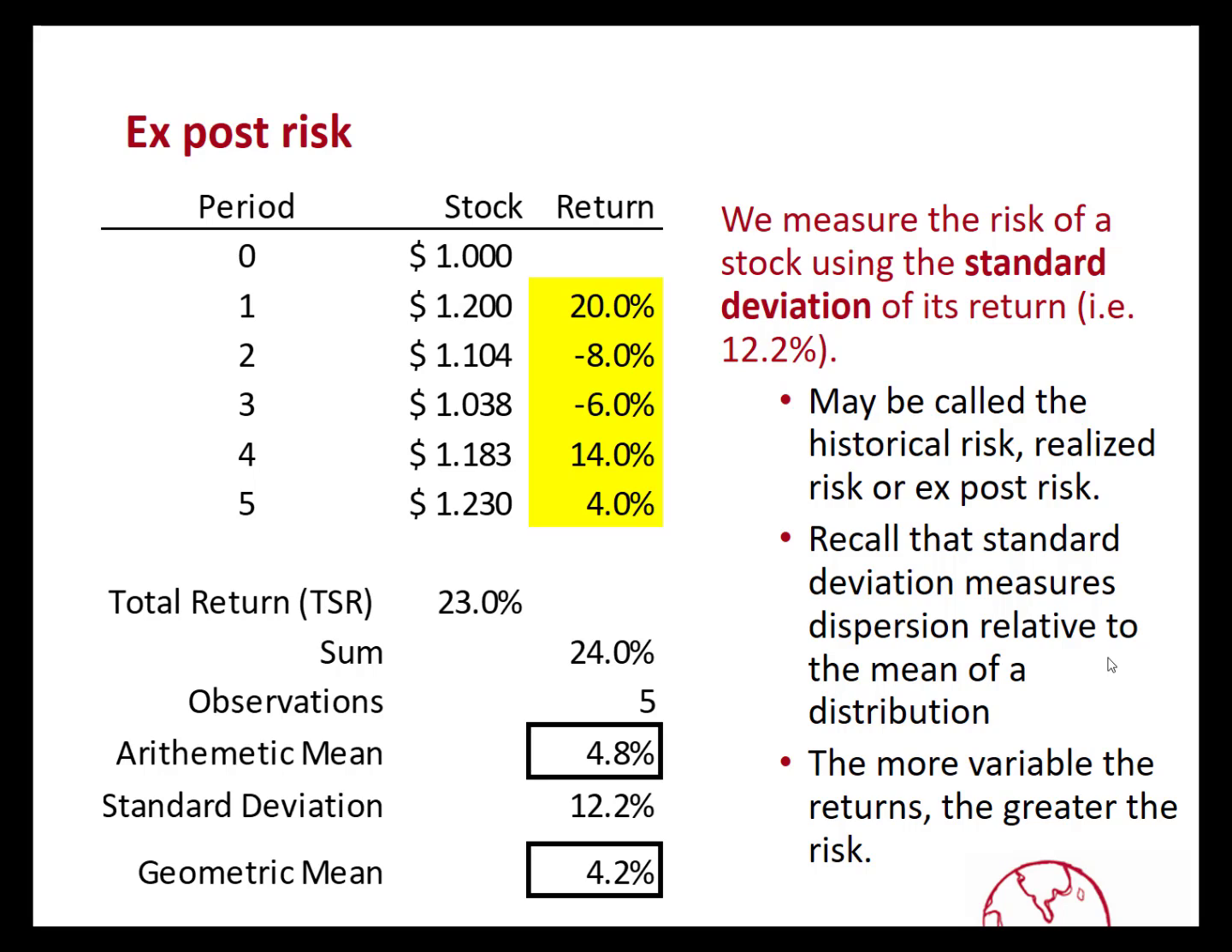Notice that the arithmetic mean of 4.8%, you add 12.2, and it is something close to, it's obviously not 20%, but it's above. And if you subtract 12.2, you're down below, but you're not as low as 8%. That's because one standard deviation on either side will not capture the full distribution.